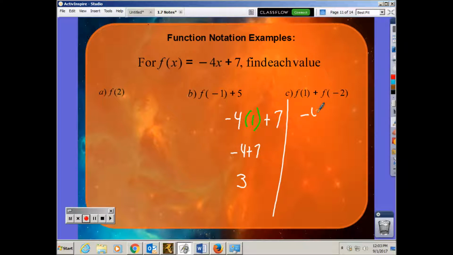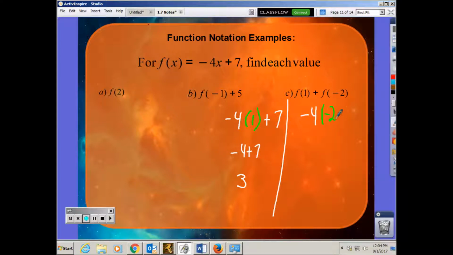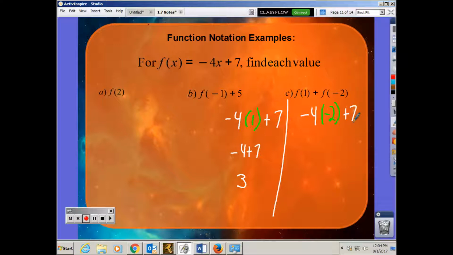Now I have to do this equation. So that's negative 4 times negative 2, correct? Plus 7. What's negative 4 times negative 2? Positive 8. Positive 8 plus 7 is? 15. And then I add them because of the addition sign between them, right? There's a plus in between, and what do I get? 18.